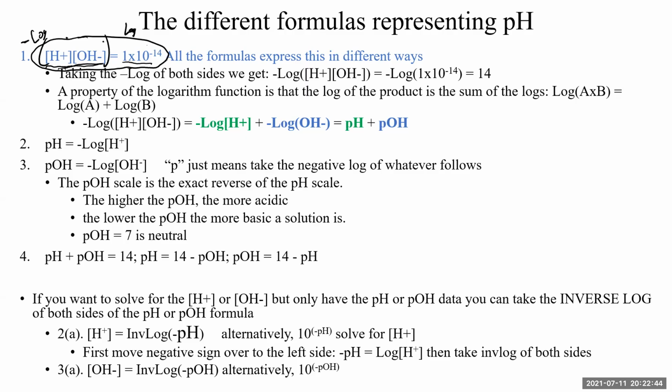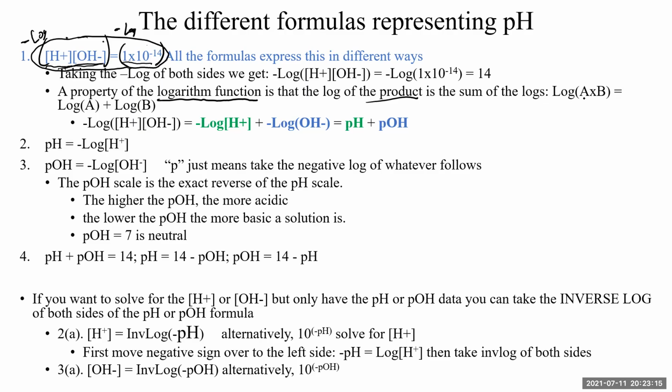In other words, if I were to take the log of both sides and then stick a negative sign on the result, I would actually get the definitions of pH and another thing called pOH. That's because of a property of the logarithm function, which is that the log of the product is the sum of the logs. I know it sounds kind of funny, like some sort of limerick. The log of the product is the sum of the logs, but that's what it is.